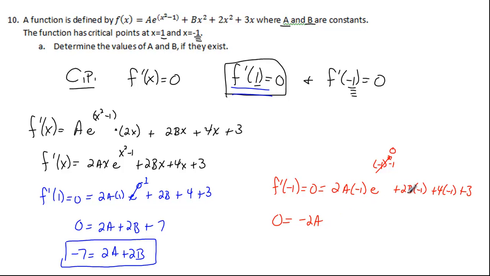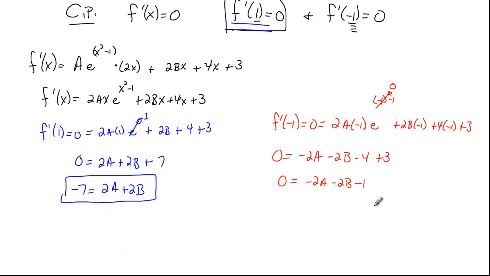That works out very nicely. 2 times b times negative 1 is negative 2b. 4 times negative 1 is negative 4, plus 3. 0 then equals negative 2a minus 2b, and negative 4 plus 3 gives you negative 1. Solving this, we add 1 to both sides. So 1 equals negative 2a minus 2b.